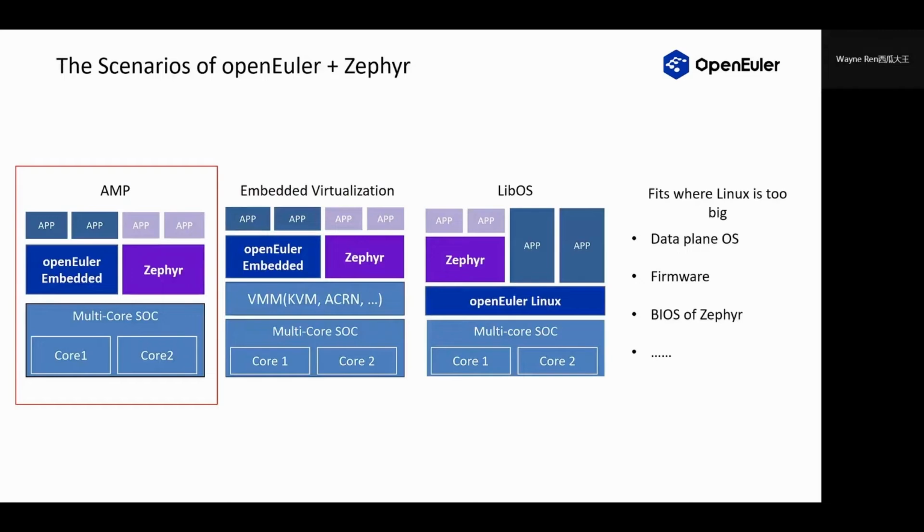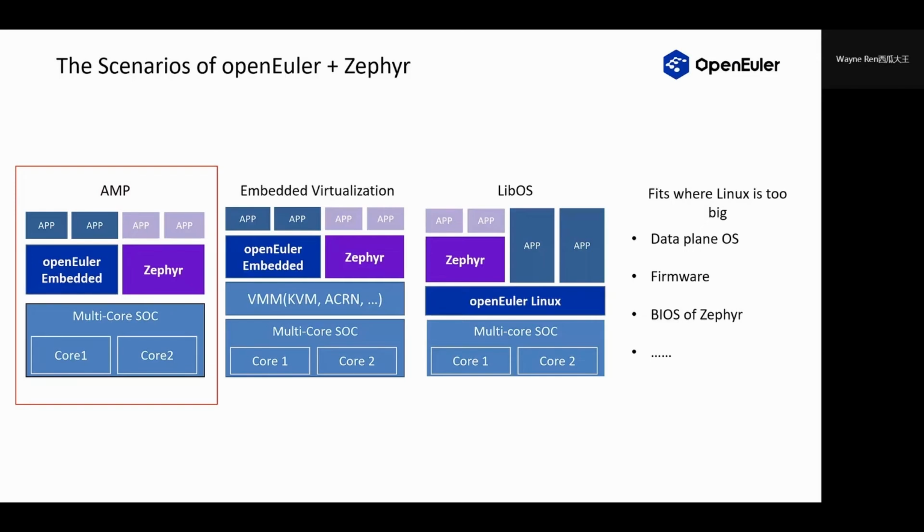Next, let me show the possible technical scenarios of openEuler plus Zephyr. Number one, AMP mode, where Linux runs on some cores and Zephyr runs on other cores, which can be heterogeneous. The physical resources are statically allocated between Linux and Zephyr, and they communicate with each other through shared memory and interprocessor interrupts. AMP mode is also the first cooperation scenario between openEuler Embedded and Zephyr.